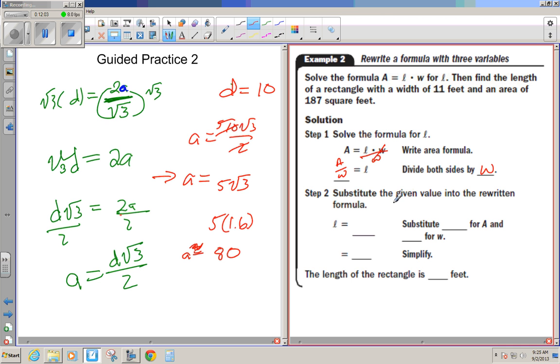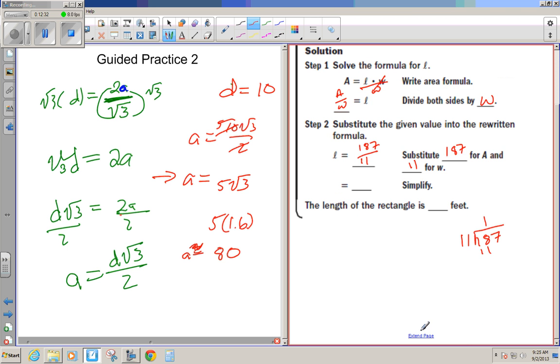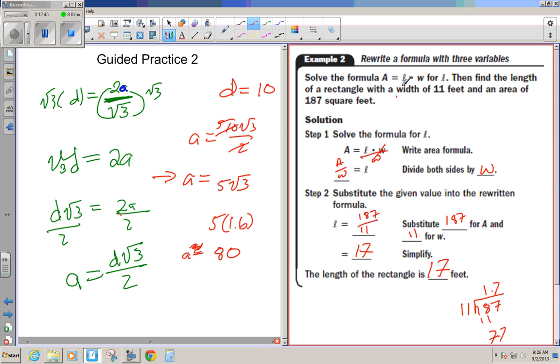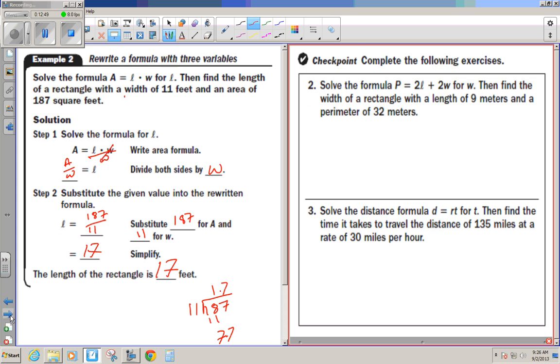Now substitute the given values into the written formula. So we're substituting an area of 187 for A and a width of 11. So it's 187 over 11. And let's see, how many times does 11 go into 187? Oh, nice, 17 times. The length of the rectangle is 17. If you wanted to make sure you got this correct, you would just do 17 times 11, which should give you 187. If it doesn't, you know there's a mistake somewhere.